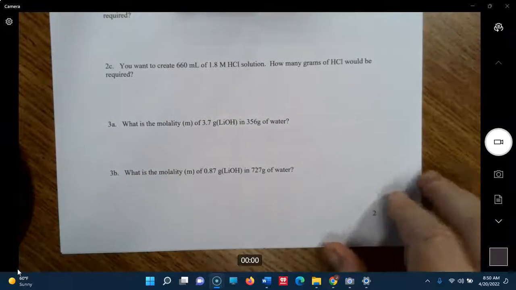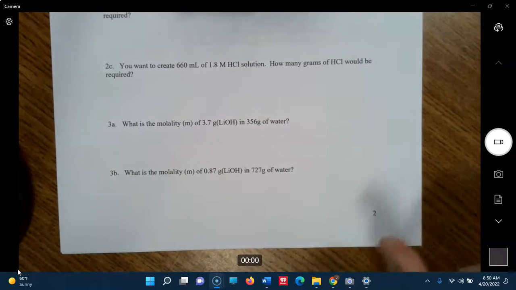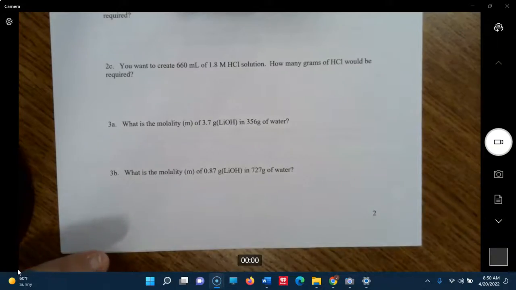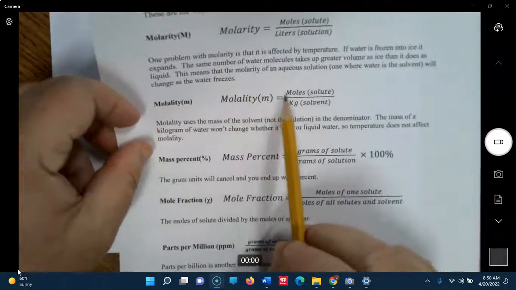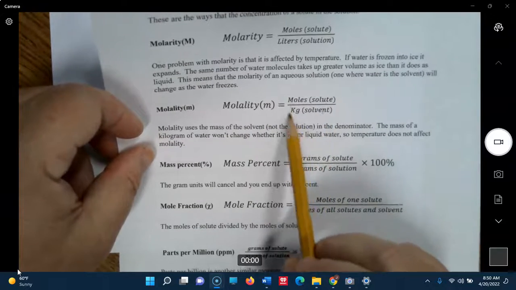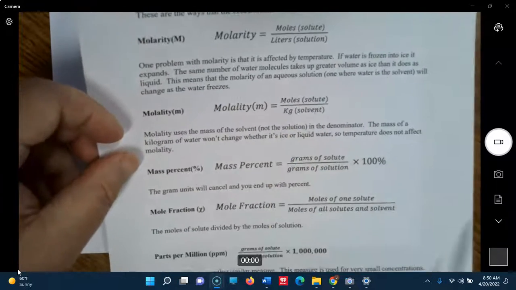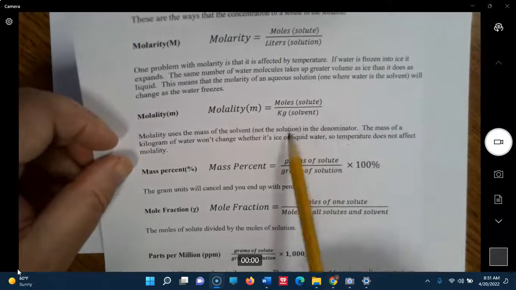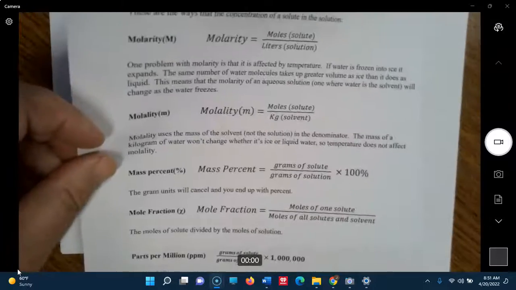What is the molality? Okay, that's small m of 3.7 grams of lithium hydroxide in 356 grams of water. So come over here and define molality. Again, all of these you get off the front page. Molality is moles of solute over kilograms of solvent. It's about the only time in chemistry you'll see kilograms. Everything in chemistry is generally grams. Physics deals with kilograms more often, but there it is, kilograms of solvent.